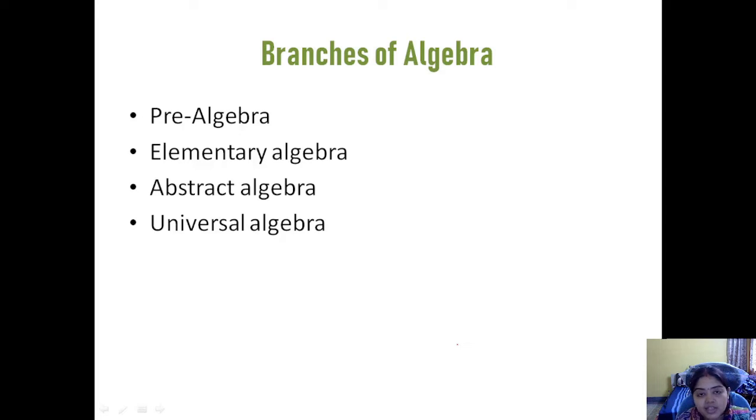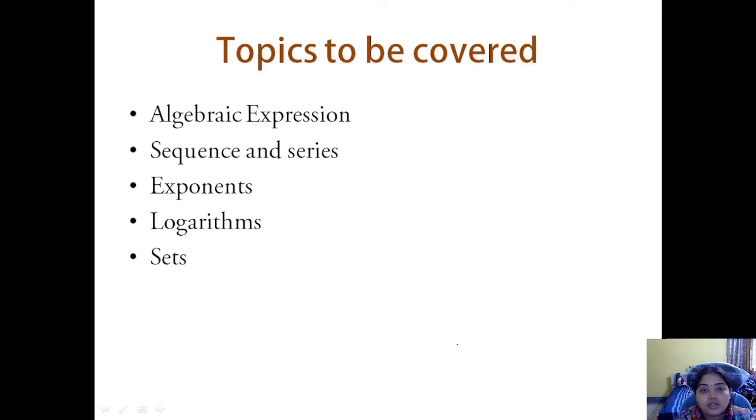Elementary algebra is the one, the example I just showed you in my previous slide. Now, abstract algebra. In abstract algebra, we will be using abstract terms like vectors, then groups, and in universal algebra, we will be learning about trigonometry, then calculus. We will be studying these in our upcoming algebra videos. So proceeding, these are the topics we would be covering in the whole syllabus of algebra. In my upcoming videos, I will be covering all these topics.